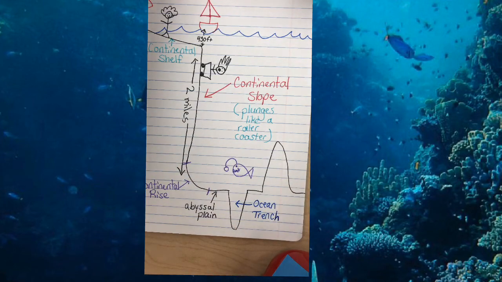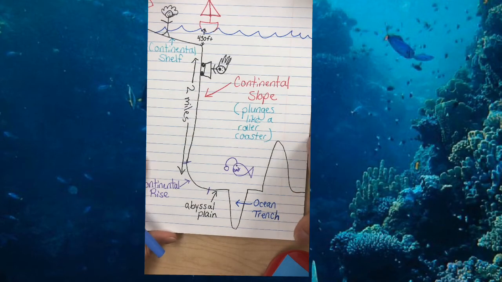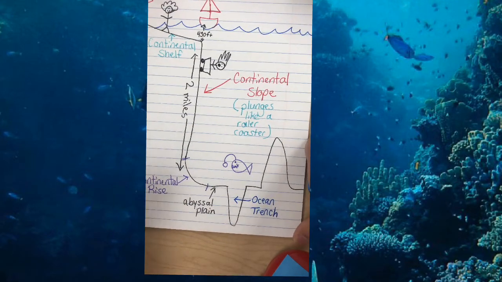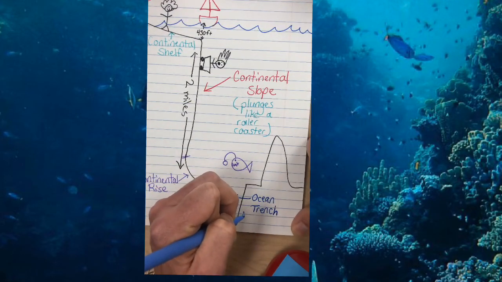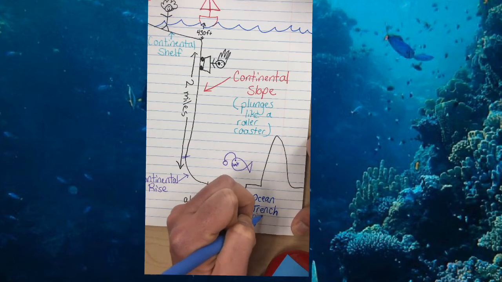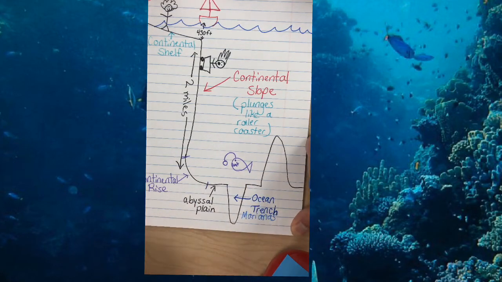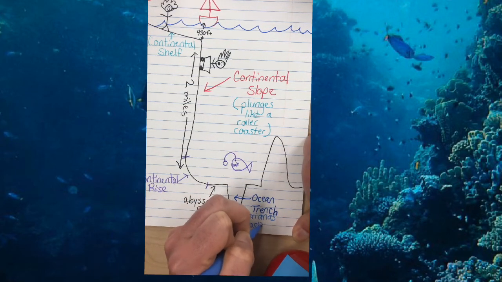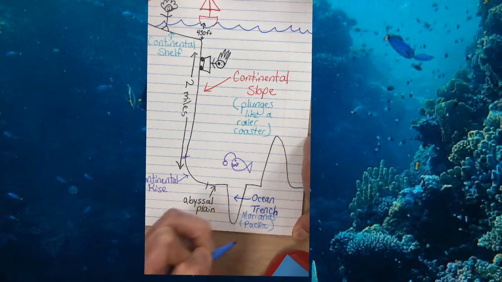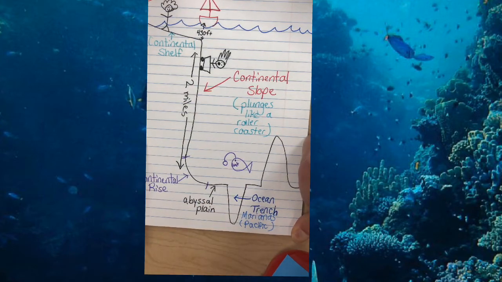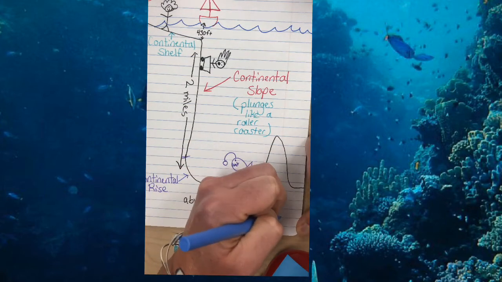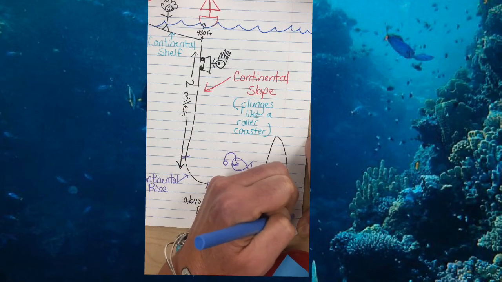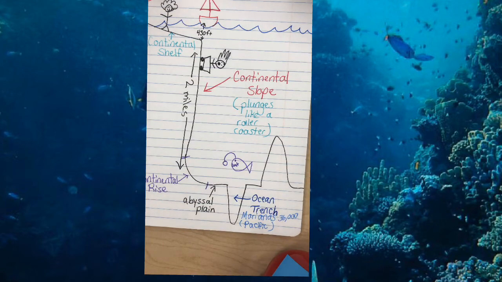We have one very, very deep ocean trench. It is the deepest ocean trench, and it is called the Marianas Trench. And it is found in the Pacific Ocean. The Marianas Trench is about 36,000 feet, just a little bit more, which is very deep. I want to give you an idea of just how deep that is.